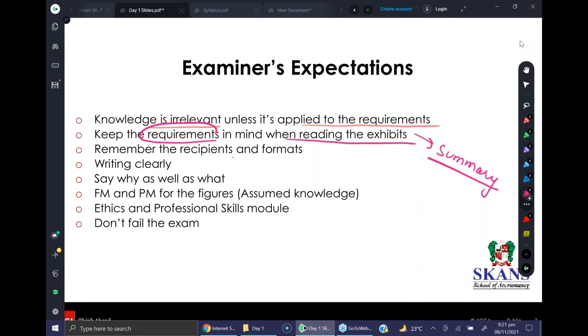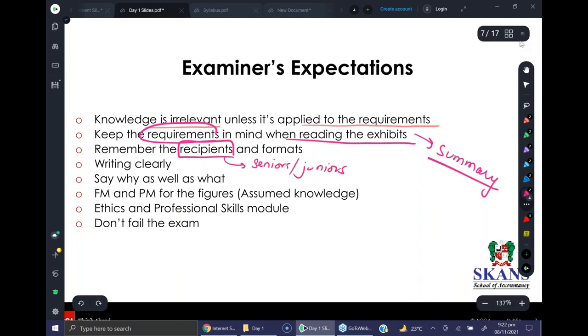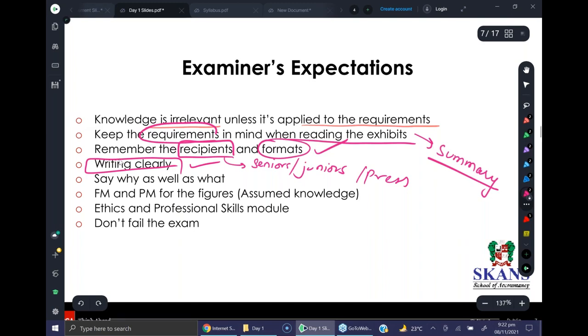Remember the audience for which you are writing the answer. Every question has the recipients. So for example, sometimes you are communicating with the seniors, sometimes with the juniors, sometimes with the press, sometimes with the internal people. So the tone of the answer should change accordingly, and do not forget about following the formats. I told you that if you do not follow the format, you lose 1 professional skill mark per format. So that is important. Write your answers clearly, and clearly means sometimes not explaining too much.